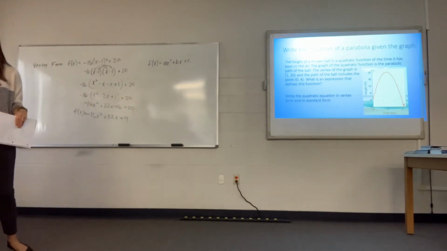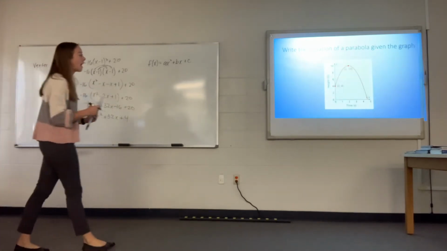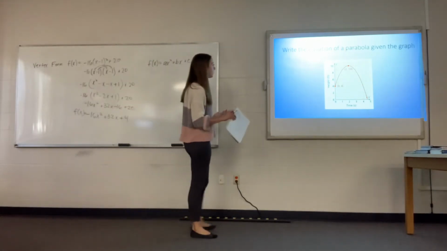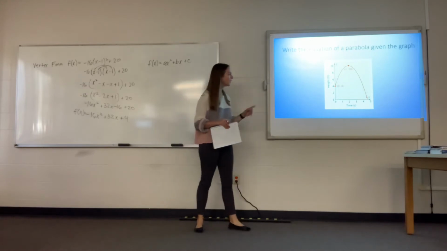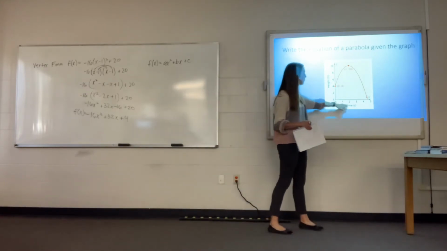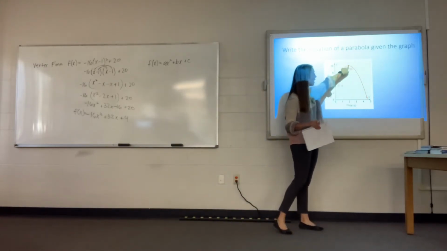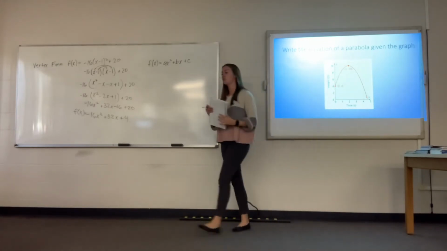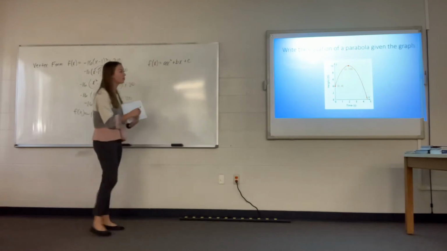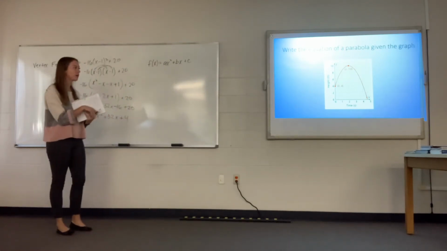Okay, so one last example. This one I have another graph. I'm going to go ahead and write my equation of this graph, and we'll practice vertex and standard form. So for the vertex form, my vertex is over here at (2, 10), and it also gives me another point at (0, 4). So we're going to use that other point and the vertex to help me find my a value.